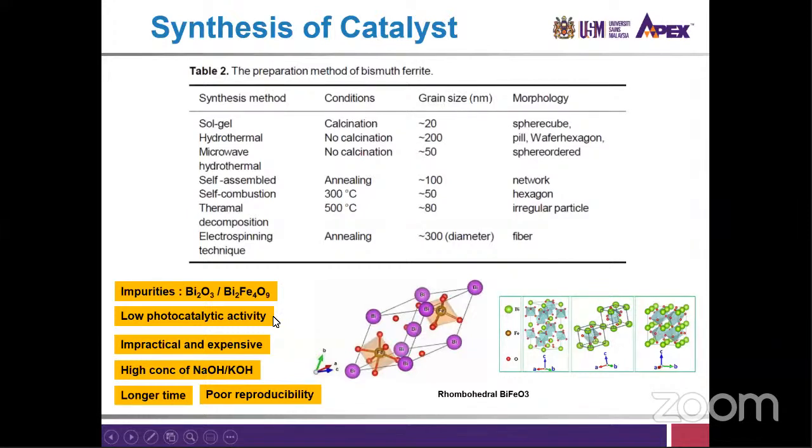Usually they come with impurities, which lead to low photocatalytic activity. Most of the synthesis methods can be impractical and expensive, and need high concentrations of mineralizers such as sodium hydroxide and potassium hydroxide. It also needs a longer time and has poor reproducibility.